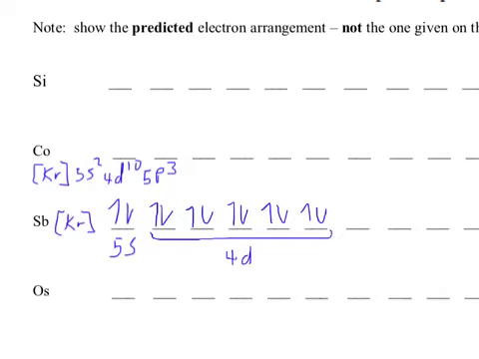Now we move on to the 5p. Recall that p's can have up to 6 electrons, which means I need 3 orbitals. So I have 1, 2, 3. I'm going to label that 5p. And how many electrons do we need to park? We have to park 3 of them. So we have 1, 2, 3.